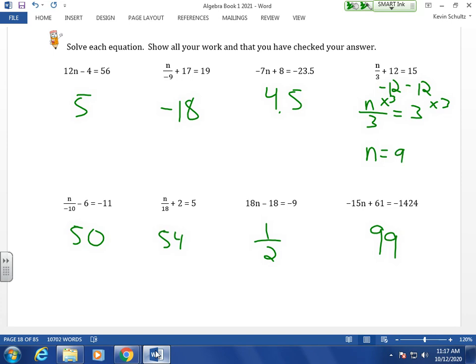If you did put 1, then you should have caught yourself when you checked it, right? Because 1 divided by 3 is a third, and a third plus 12 doesn't get you to 15, okay?